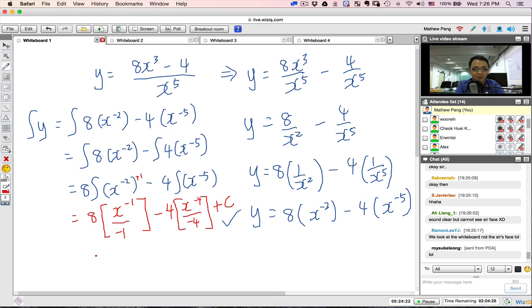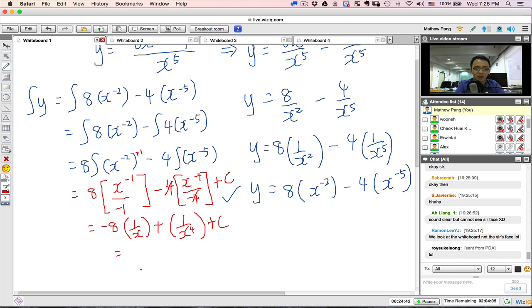Alright, so after this, negative 1, of course, I can call this one negative 8. X power of negative 1 is just 1 over x. Same thing here, negative 4 and 4, actually I can simplify. This one will become positive, then this is 1 over x power 4 plus c. Then I just multiply my 8 into 1 over x. It's just negative 8 over x plus 1 over x power 4 plus c. Yes, this is how we integrate y.